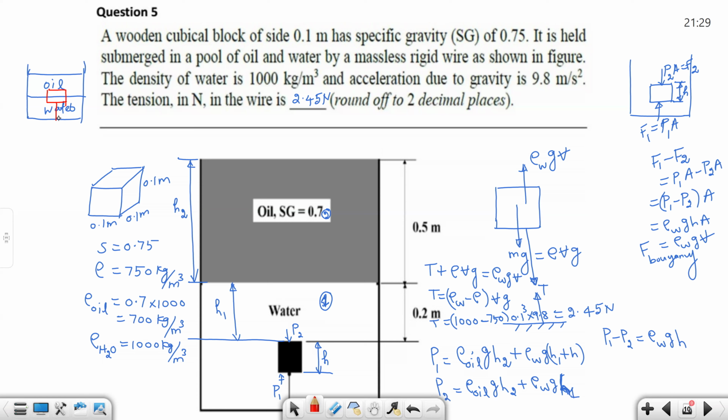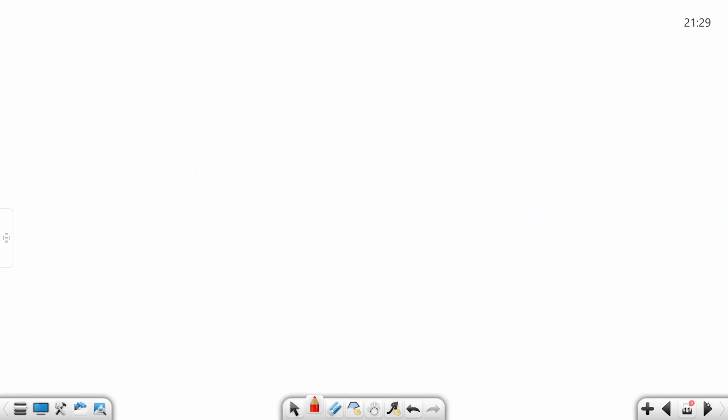We have also proved this by taking the pressure difference between the bottom and top of the cubicle. From there, we understood that the oil pressure gets cancelled out, because the pressure exerted at the bottom has the oil pressure column, and the pressure exerted on the top of the cube also has the oil column. The difference gets cancelled out. So maybe we will move to the next question.